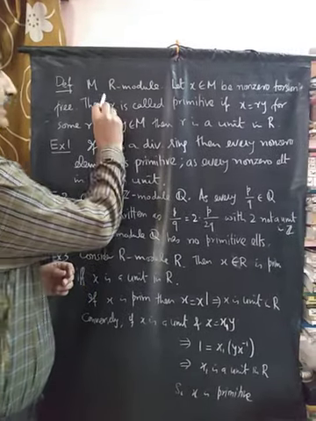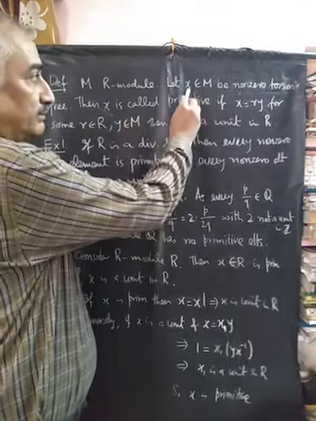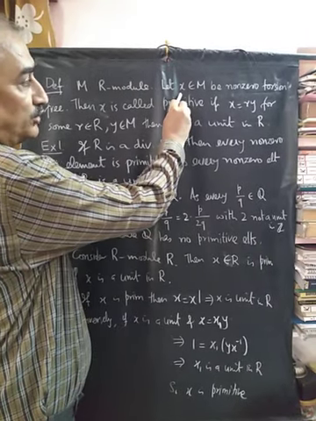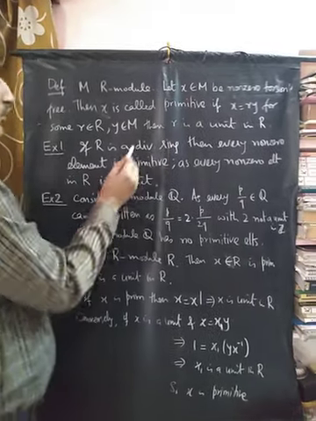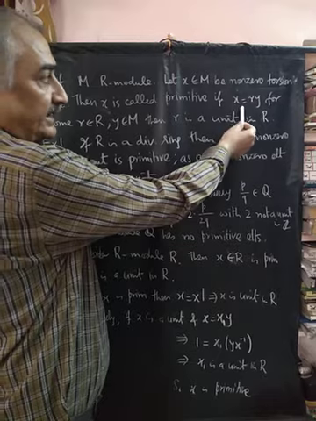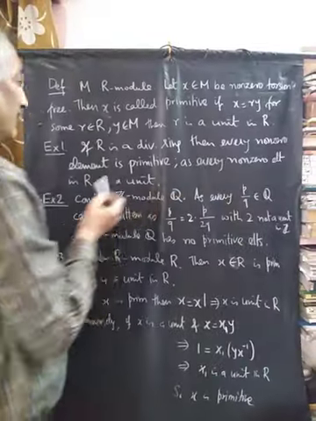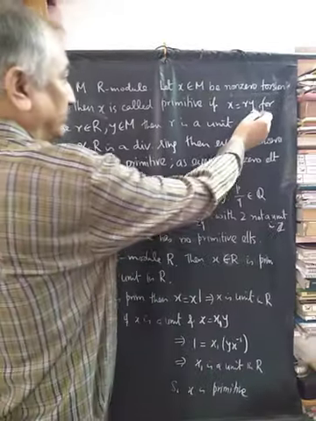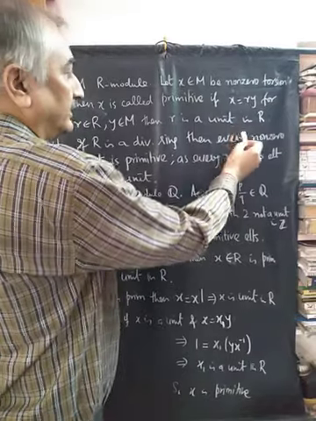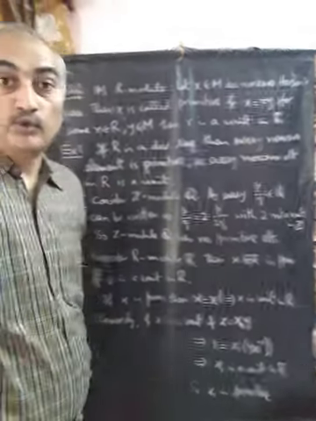So if M is an R module, then an element x which is non-zero and torsion free in M is called primitive if whenever we write x equal to ry, where r belongs to R and y is in M, then this element r is invertible, that is, a unit in R.